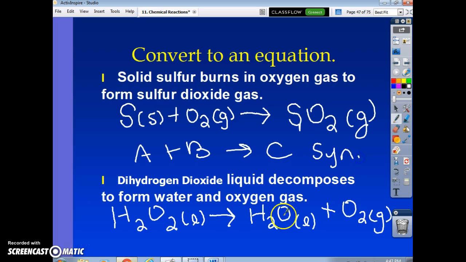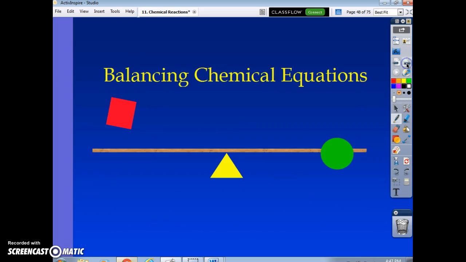Synthesis. What type of reaction is this? A, B yields A plus B. Well, it tells you right here, decomposition. Good thing to practice. Okay, moving on.